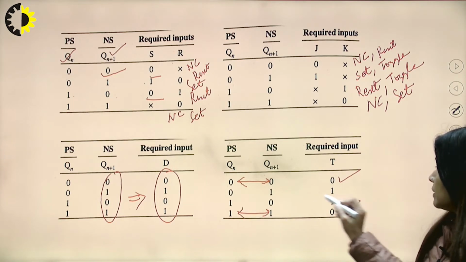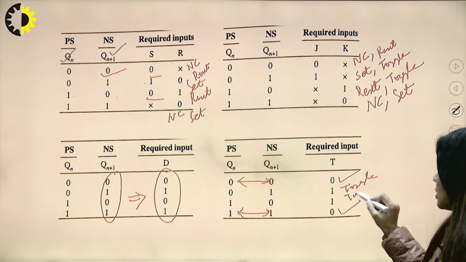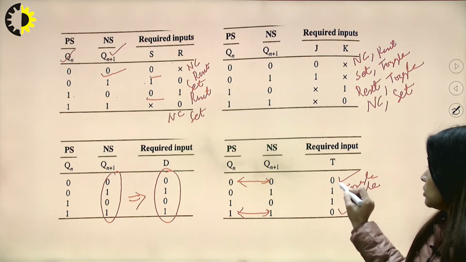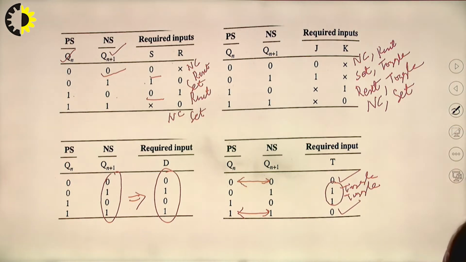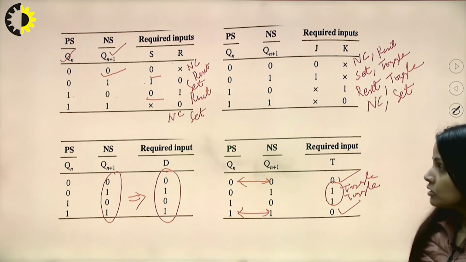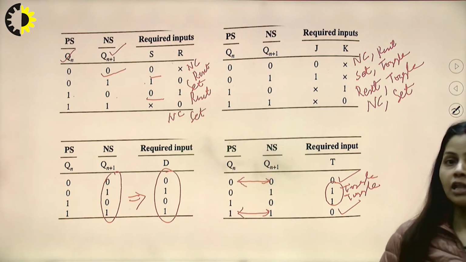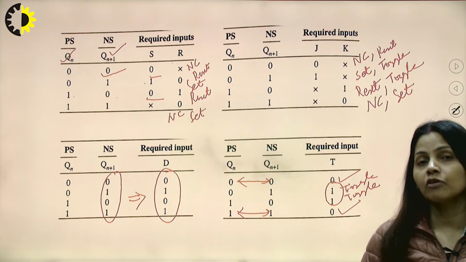And here the toggle conditions. So for toggle, T must be 1. So we can write the characteristic table for the same. Now these excitation tables for all the flip flops we can use for so many purposes.